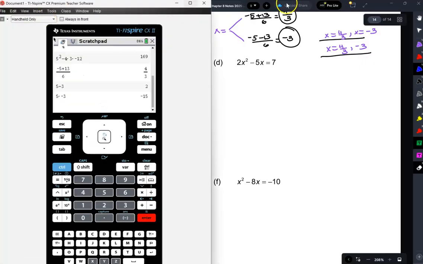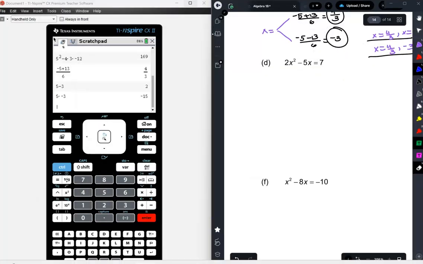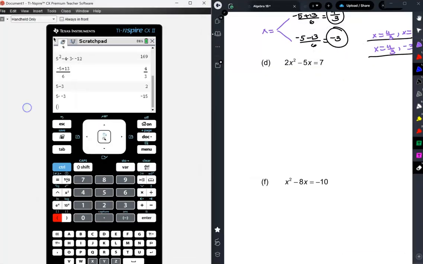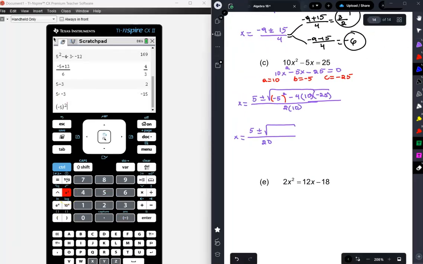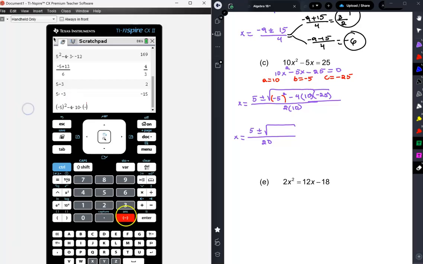All right, so it's going to be in parentheses, this is where it really counts, negative 5 squared minus 4 times 10 times, in parentheses, negative 25. Do you see my parentheses? Okay. I've been doing math my entire life, decades and decades, right? I cannot skip the parentheses. So go ahead and press enter, and what do we get?